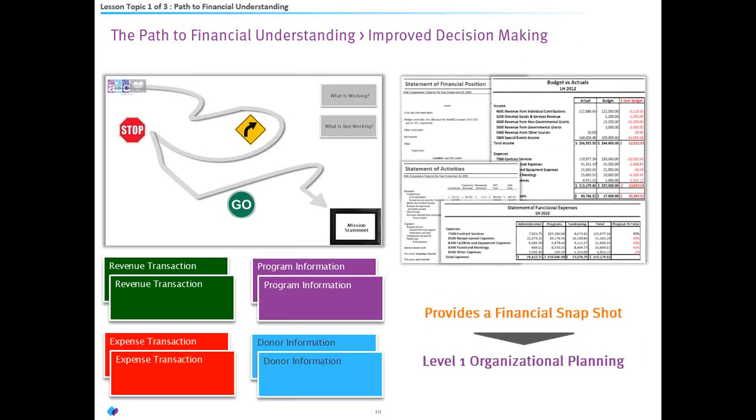Oftentimes what most nonprofits do is take that information and produce financial snapshots through financial reports and financial statements, right? So we'll produce our statement of financial position, or our balance sheet. We'll produce our statement of activities, or income statement. We'll produce budget versus actuals and statement of functional expenses, right? And so we have these reports.